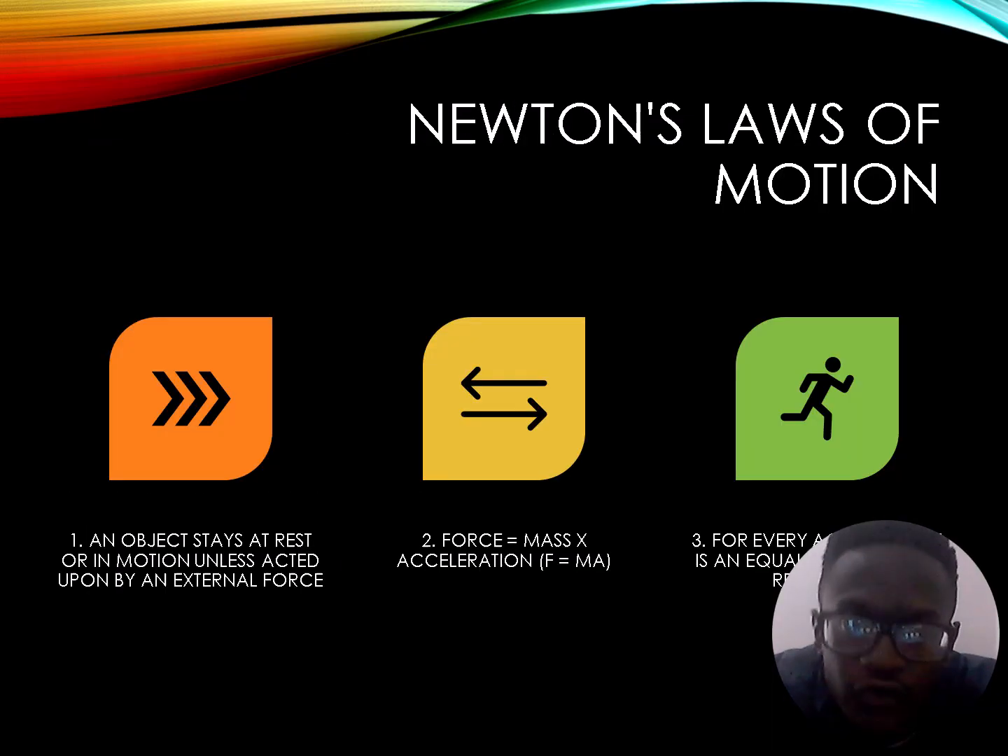Newton's law of motion states that an object stays at rest or in motion unless acted upon by an external force, and is measured by force F equals mass times acceleration, measured in newtons. It states that for every force there is an equal and opposite force. That's the first law of Newton's.